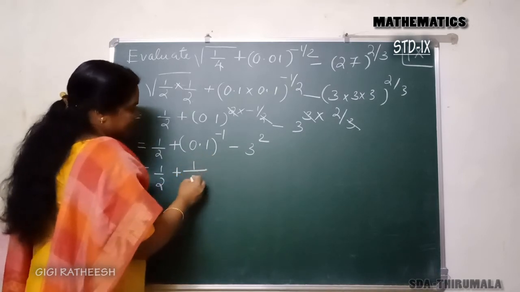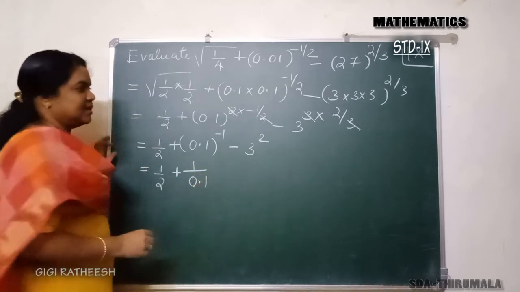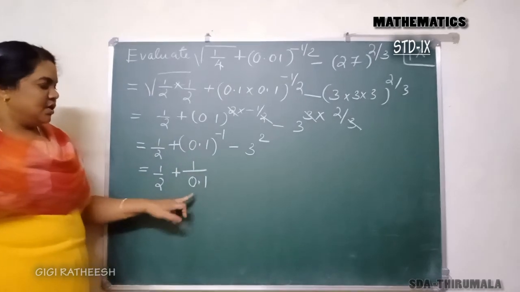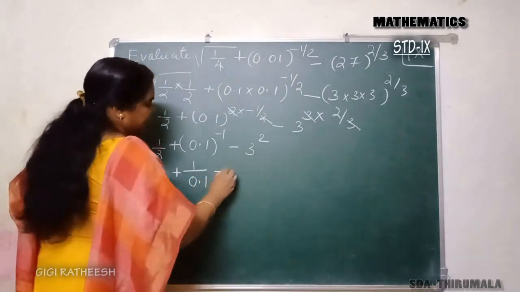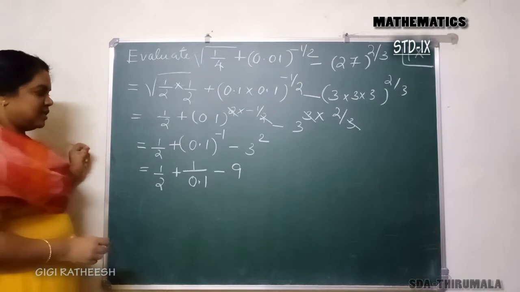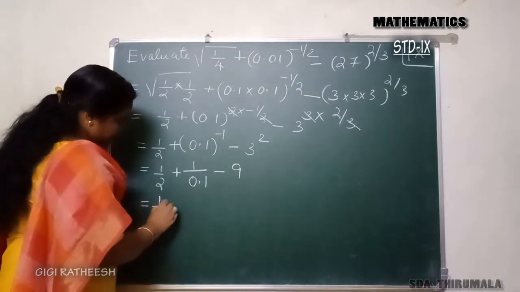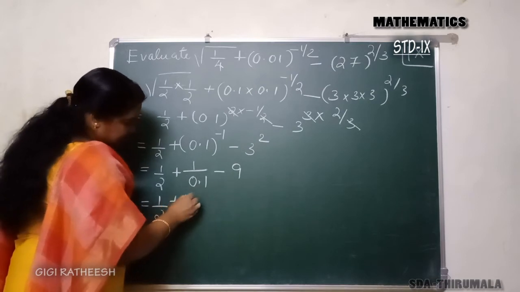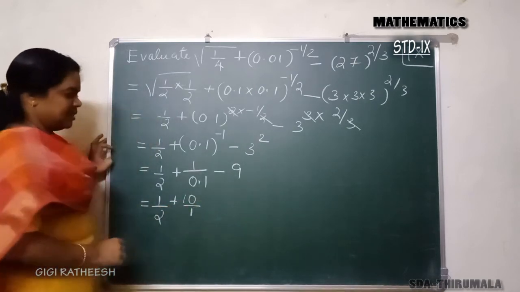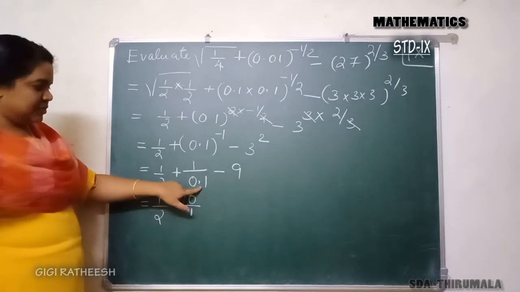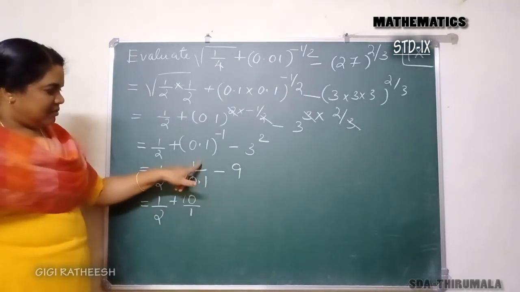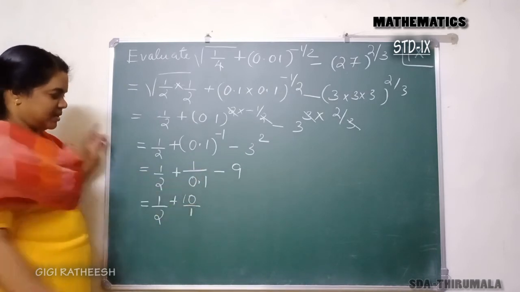and then here it is 1 by 0.1, but it is minus, so taking the reciprocal, 1 by 0.1 minus 9. And then 1 by 2, and then multiplying with 10. We get 10 by 1. For changing the decimal, we multiply it with 10 and we get here 10 by 1 minus 1.